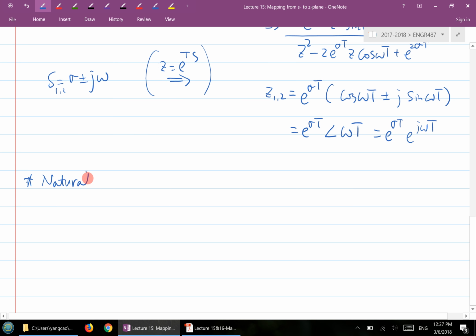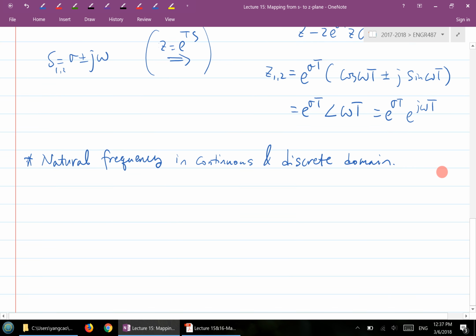And that simple concept here is the natural frequency, in continuous and discrete domains. This is basically a concept to get you used to the idea of the natural frequency. In a continuous system, this is quite simple.